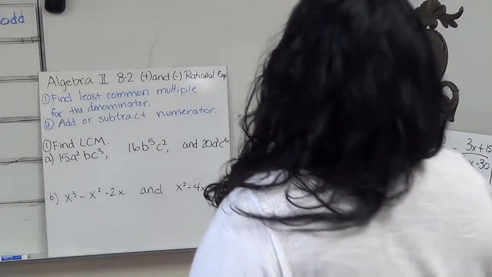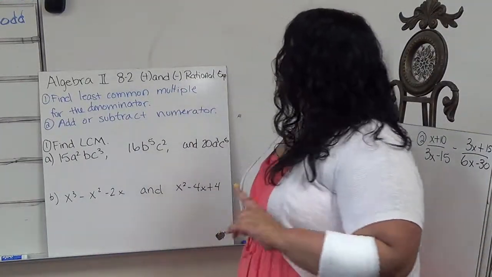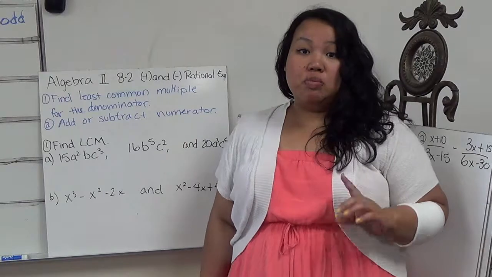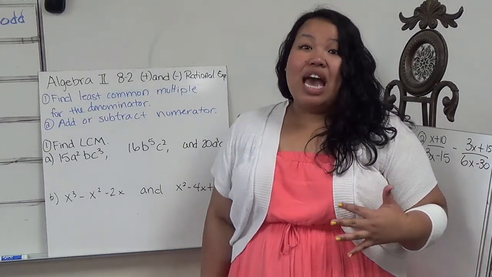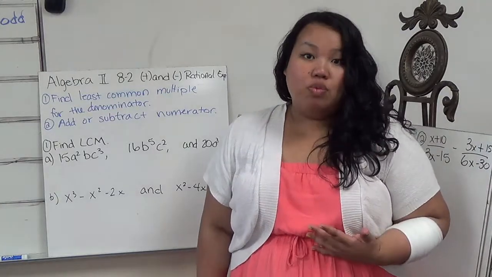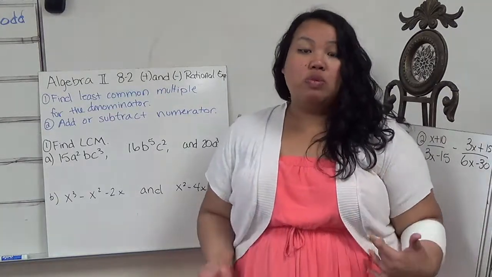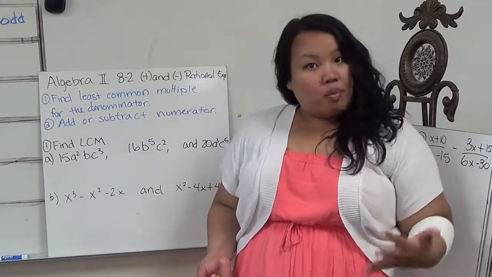In Algebra 2, section 8.2, we're dealing with adding and subtracting rational exponents. So basically what you're dealing with in this section is adding and subtracting fractions. And when we add and subtract fractions, it's important to remember that we need common denominators.